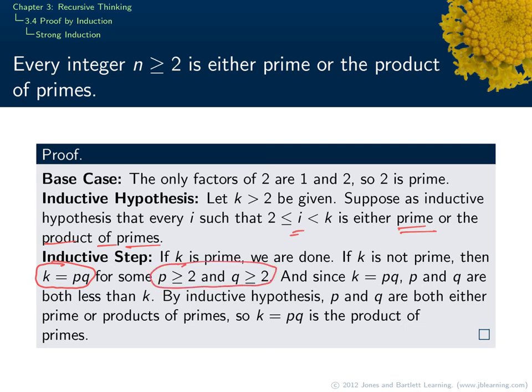And then because of the induction hypothesis, both p and q are either primes or products of primes. And so when we put p and q together in a product, because p and q are both either prime or products of primes, k then must be a product of primes. And that finishes the proof.